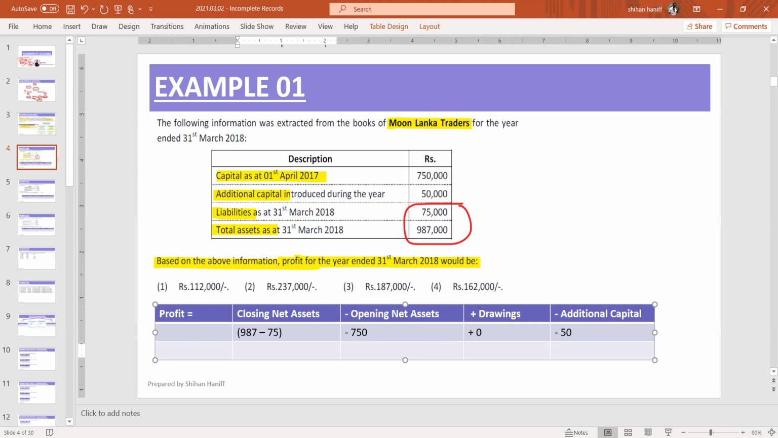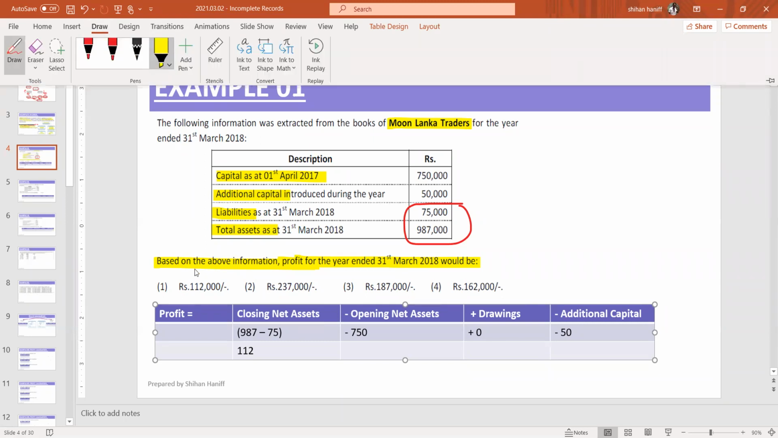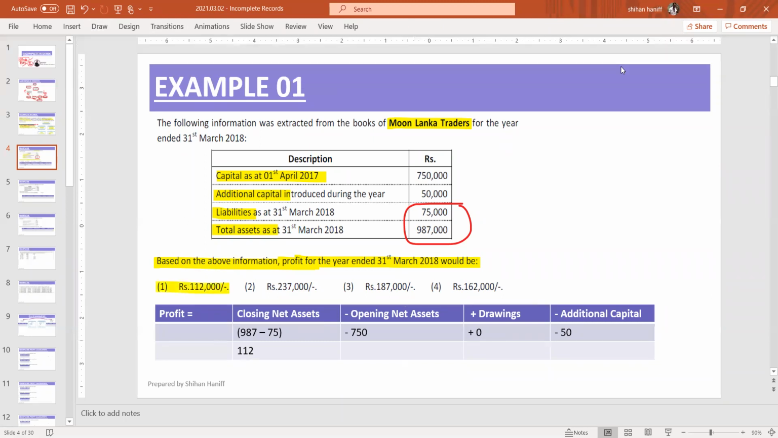Then the answer, 987 minus 75 is 912, minus 750 minus 50 is 112,000. So answer is 112,000. So if anyone is having a doubt, let me know. So this is a very basic question.